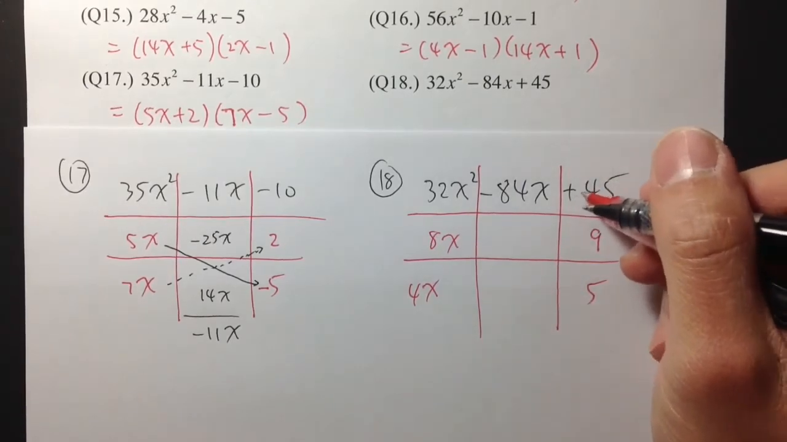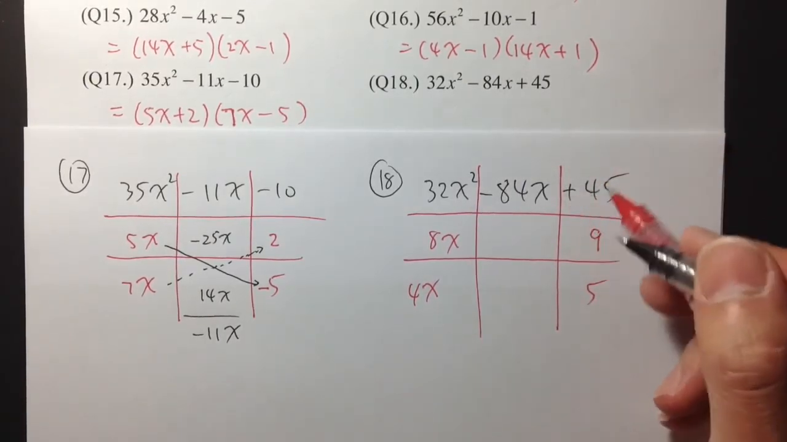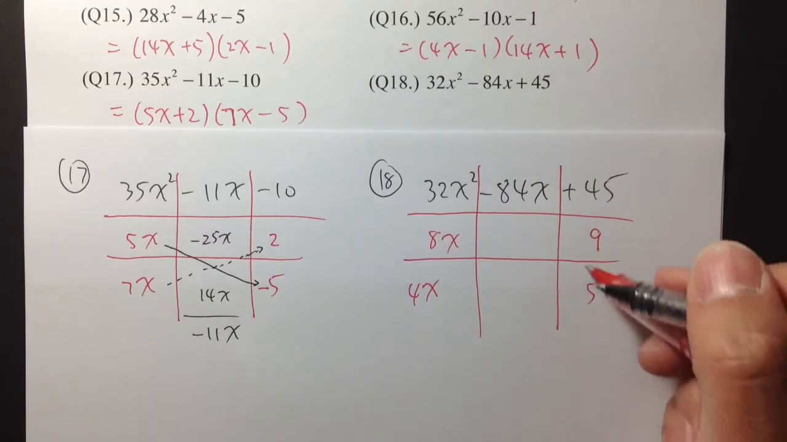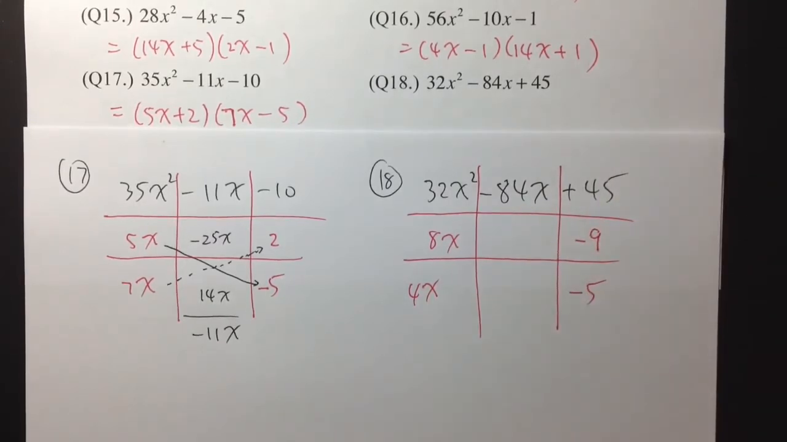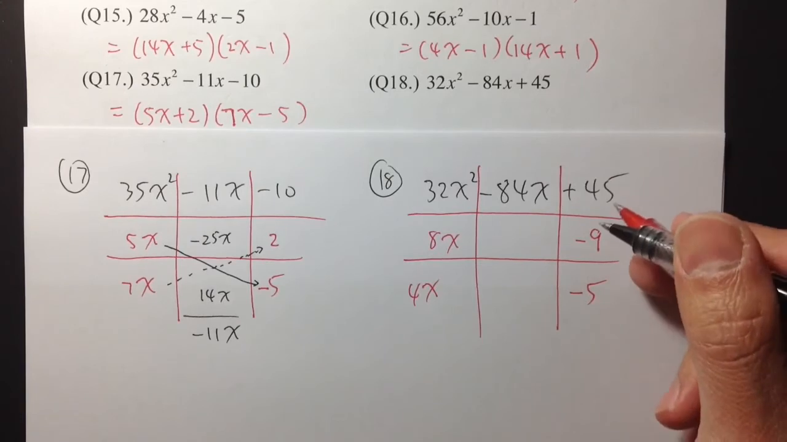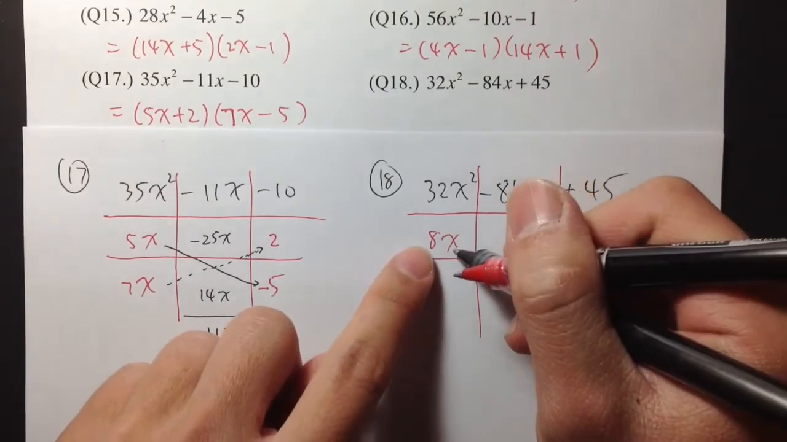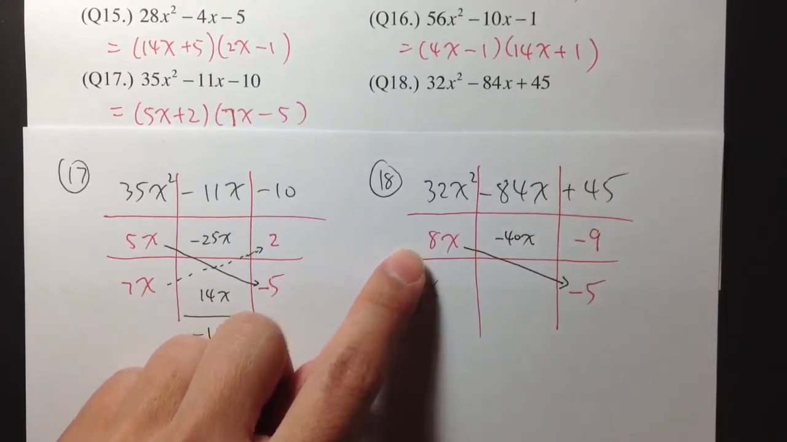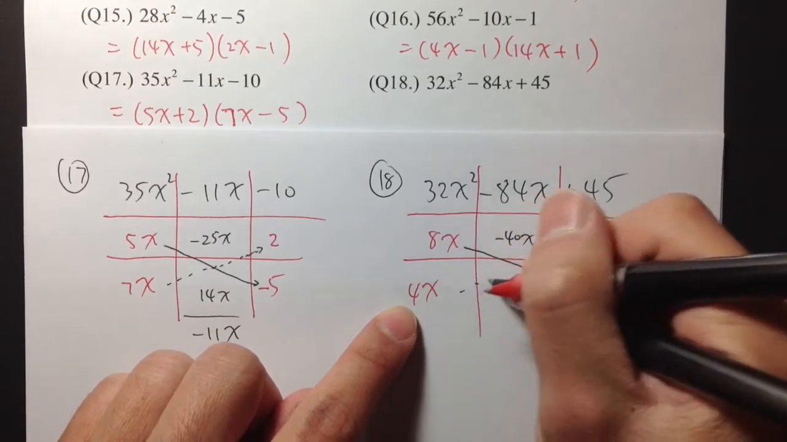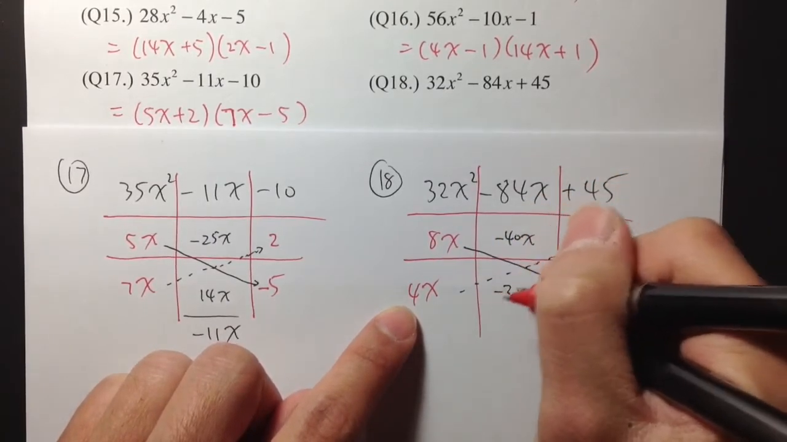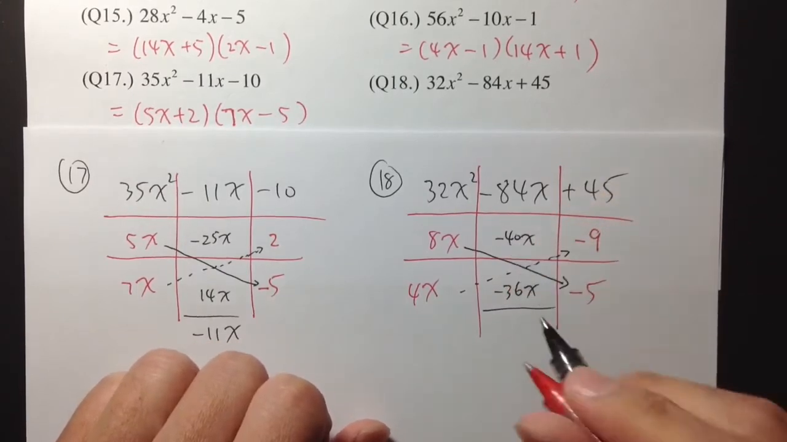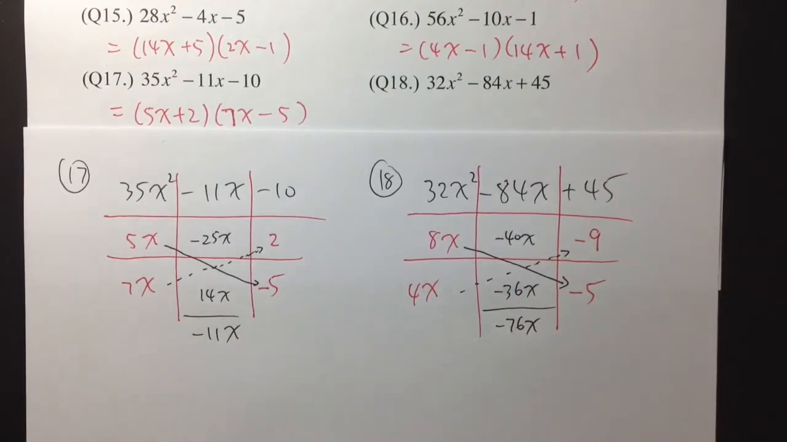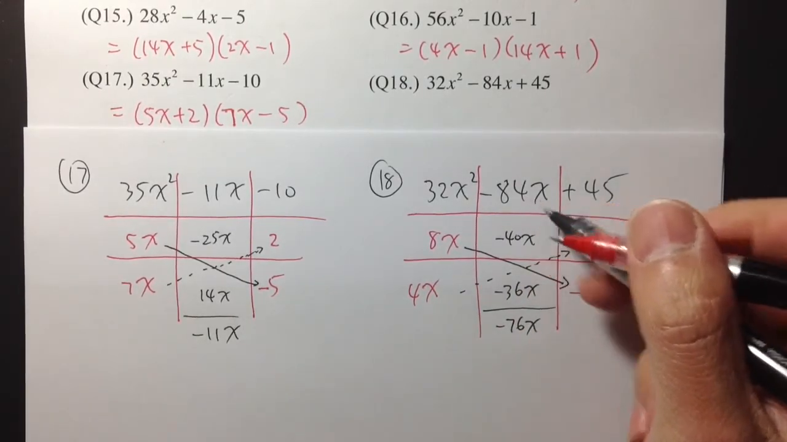I need to produce a product of positive 45, but then later on this column will be negative. So I should have made these two numbers both negative. Negative 9 times negative 5 is still positive 45. And then let's see. If I take 8x times negative 5, that's negative 40x. And then 4x times negative 9 is negative 36x. Well, that will be negative 40x minus 36x is negative 76x. That's close, but not exactly the same as that.